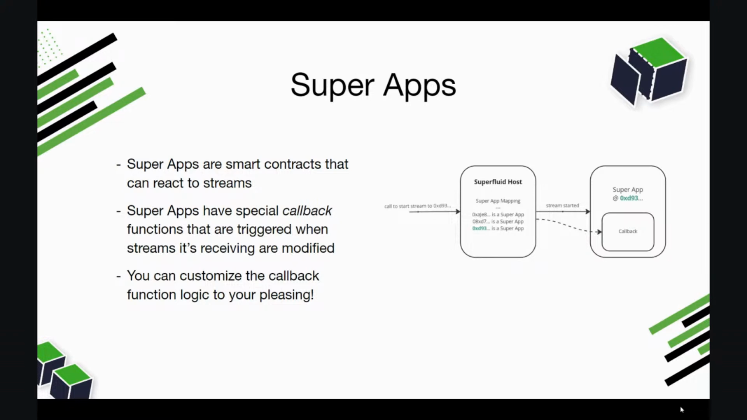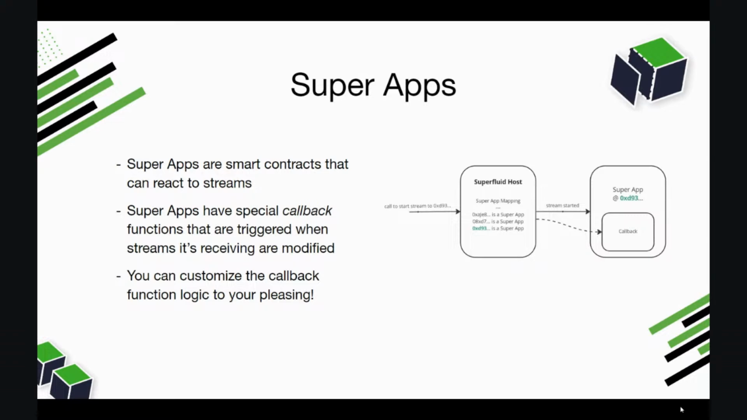So you can see that in this flow. Basically, you register your smart contract with a Superfluid host. And then when a stream is started, the Superfluid host identifies, okay, this receiver is in fact a super app. It's been registered. And let's engage this appropriate callback logic on the super app in response to you starting the stream to that smart contract, that being the super app.